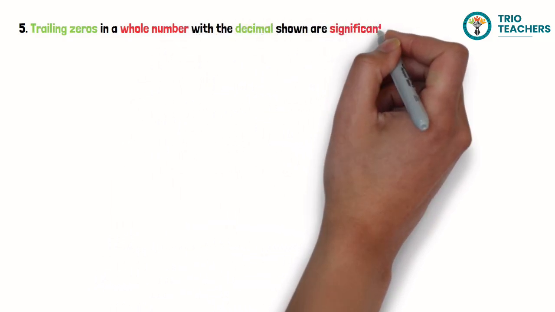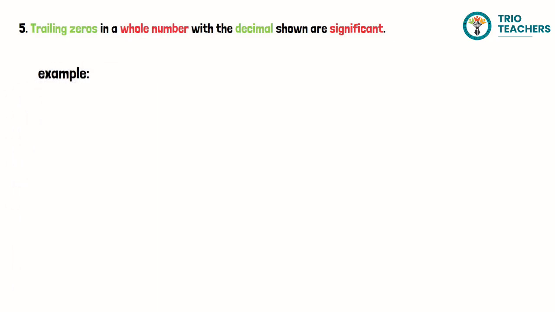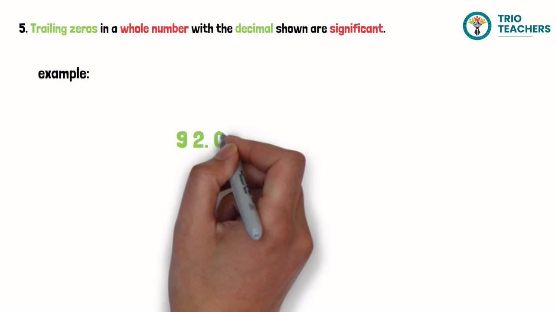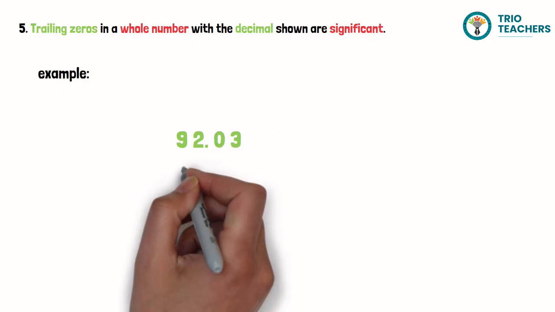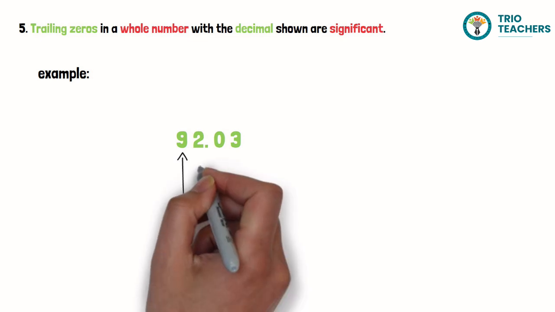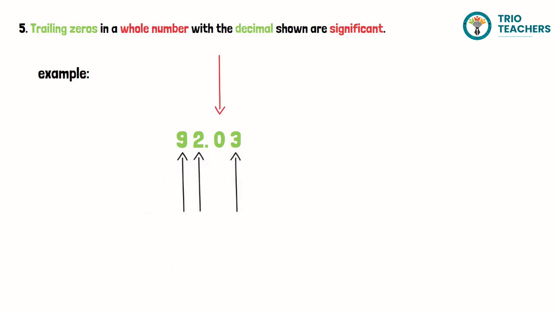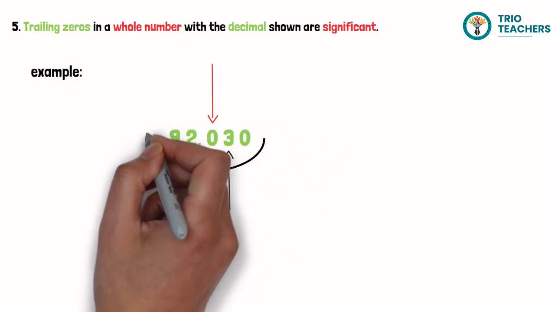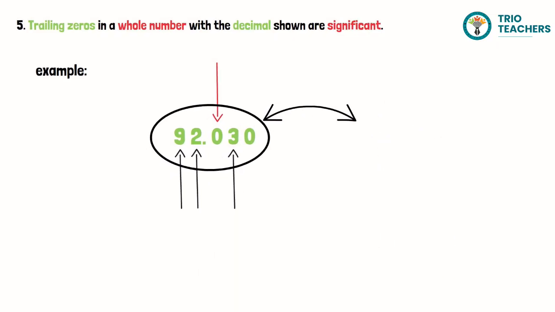So, let's try to understand this from an example. Let's suppose we have 92.03, right? In this case, 9 is non-zero, 2 is non-zero, 3 is non-zero, right? And after the point we have 0. And let's suppose I'm adding another 0, so all these 5 will be counted as significant figures. So in this case we have 5 significant figures, right?